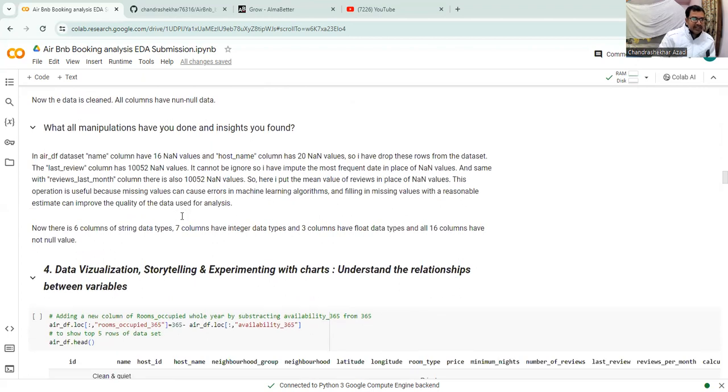In the ARDF dataset, the name column has 16 NaN values and the host name column has 20 NaN values. So I have dropped these rows from the dataset. The last review column has 10,052 NaN values. It cannot be ignored, so I have imputed the most frequent date in place of the NaN values. Similarly, the reviews per month column also has 10,052 NaN values. So here we impute the average value of reviews in place of the NaN values.